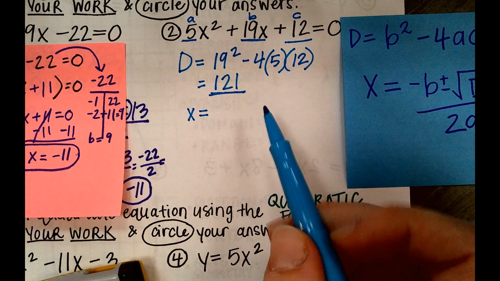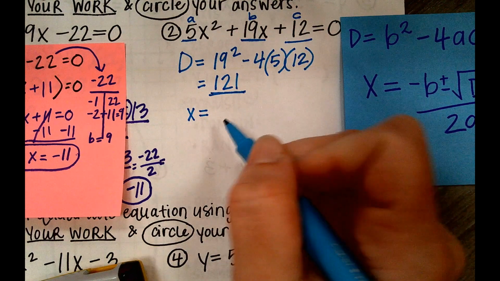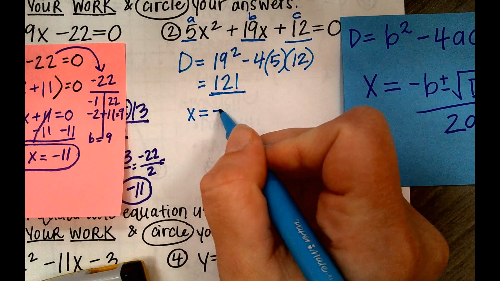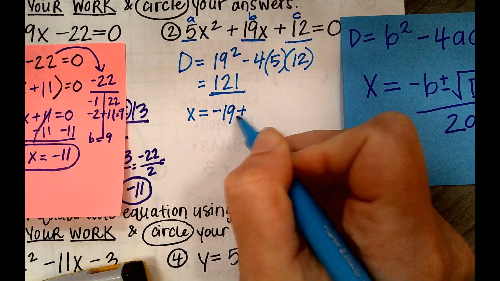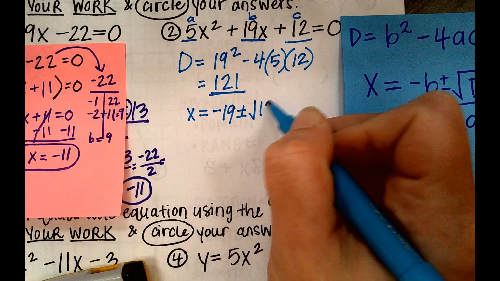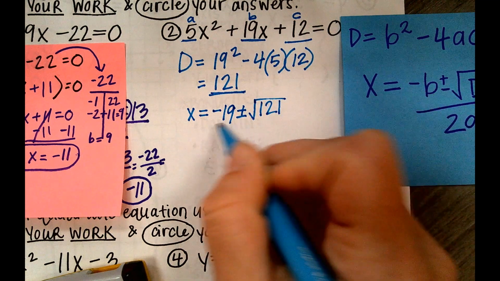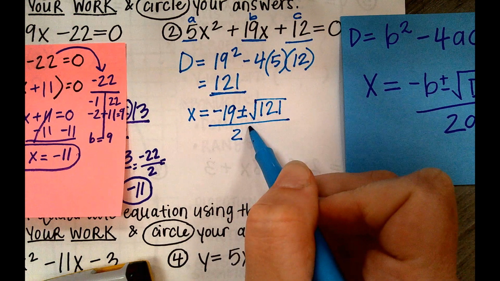Yes, you go right ahead, girl. So, x equals, what do I write? Negative 19 plus or minus the square root symbol, square root over the discriminant, 121, all over 2 times 5.